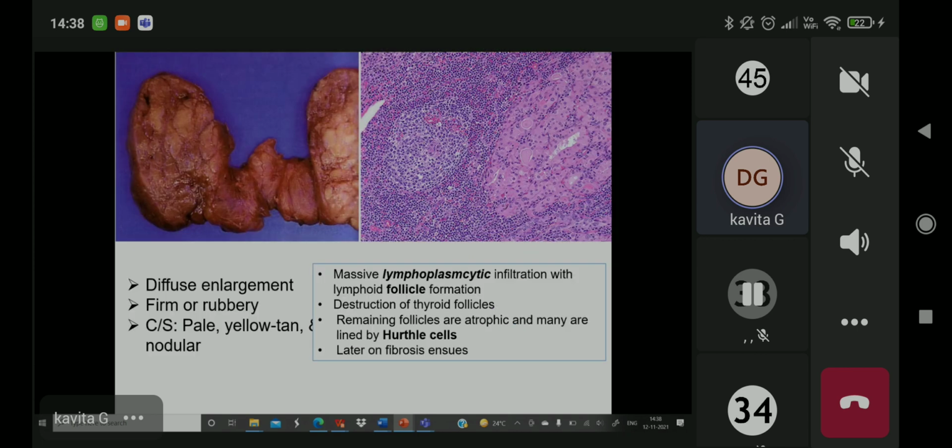Now your gland is diffusely enlarged. It is firm or rubbery, and you can see the cut surface, which is pale. It is yellow tan, and it is nodular.